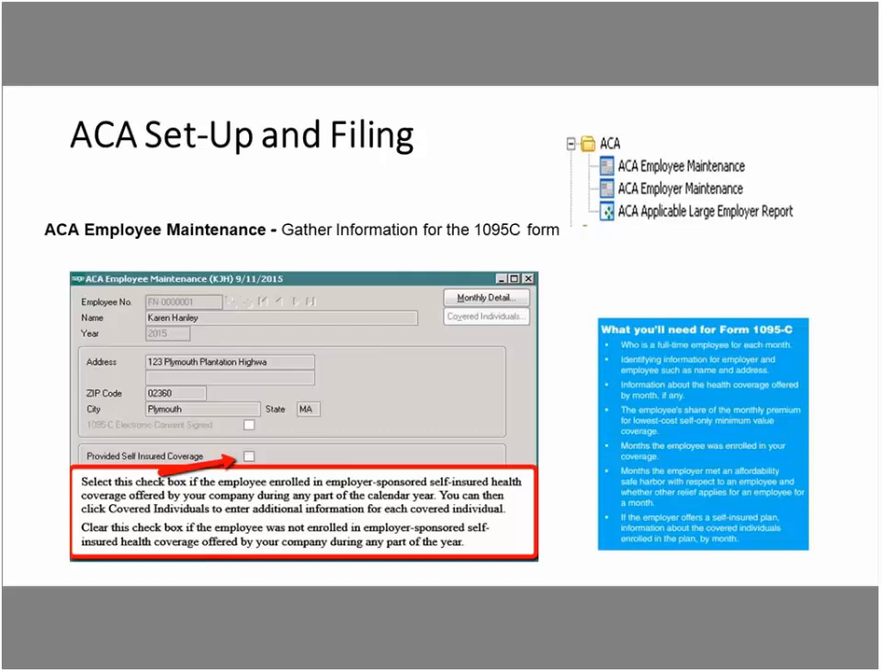If the employee enrolled in employer-sponsored self-insured health care coverage offered by your company, you can click the covered individual to enter information for each covered person. If the employee was not enrolled in your self-insured health care coverage, then make sure you unselect it here. This is going to determine count. This information is found under the ACA folder. You have the ACA Employee Maintenance, the Employer Maintenance, and then the large employer report.